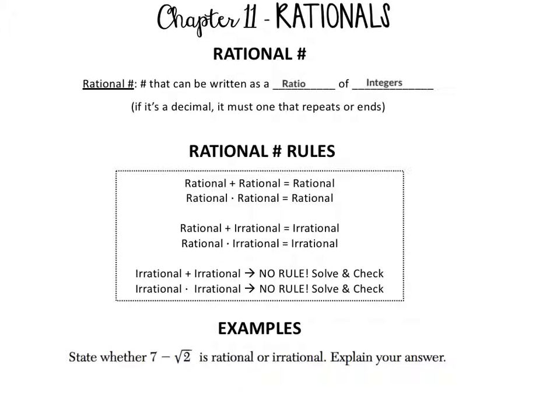Anytime you have two rational numbers, whether you're adding, subtracting, multiplying, or dividing, you're always going to get a rational number as your answer. If you have one of each, meaning a rational and an irrational, you're always going to get an irrational number. If you have two irrationals, there are no rules for that, which means you need to actually solve the problem out and then figure out, is your solution either rational or irrational? So there's no shortcut when you have two irrational numbers. But if you know these rules, you can use them as part of your justification or your explanations in questions.